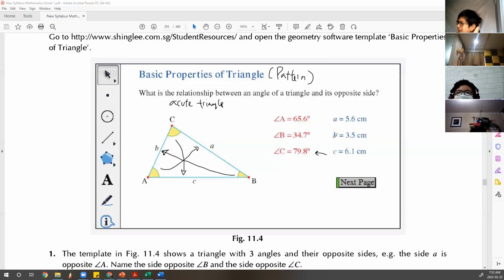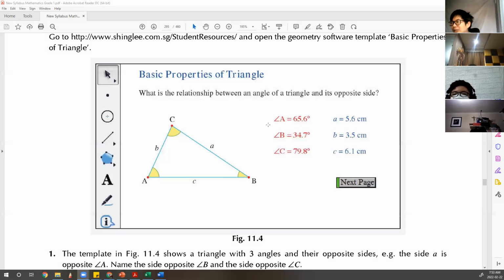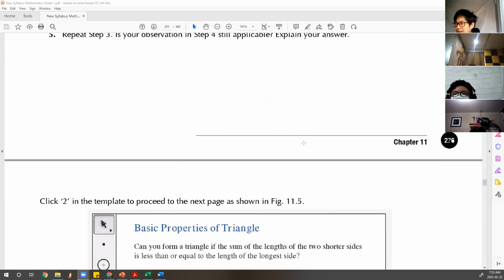See? So it is directly proportional. The greater the side, the greater the angle. The smaller the side, the smaller the angle. That's it, this is the pattern. I don't think I need to copy this. The greater the angle, the greater the side, and the smaller the angle, the smaller the side as well.